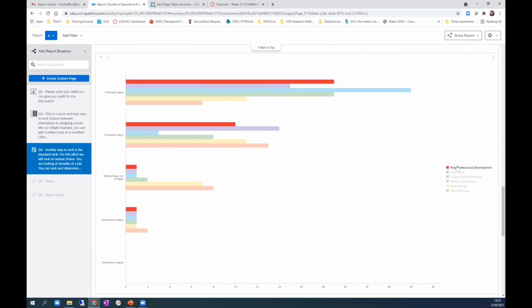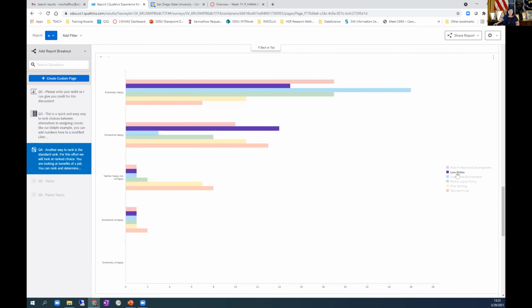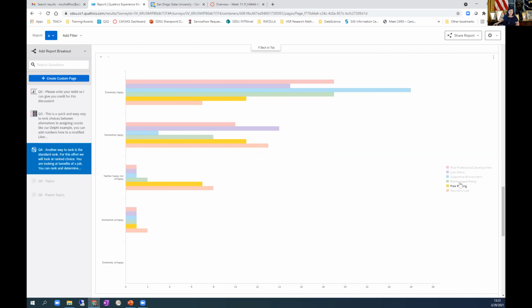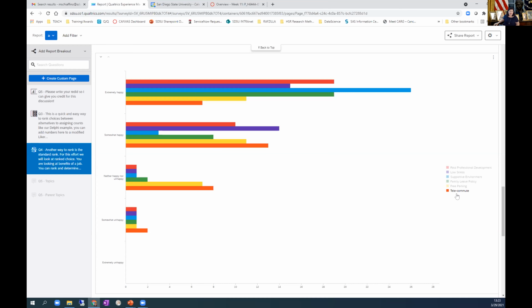So the first level was paid professional development. The second level was low stress. The third was supportive environment. The fourth was a family leave policy. The fifth was free parking. I was kind of trying to hit every category a little bit. And the final category was telecommuting, okay?